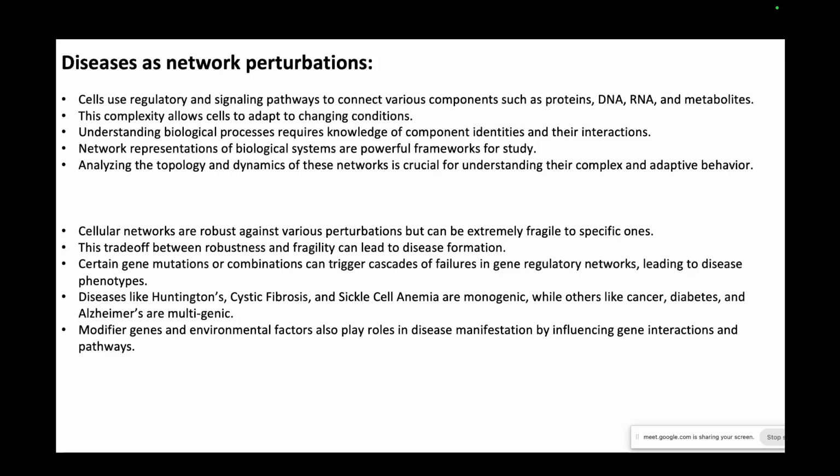Cellular networks are generally robust against various perturbations because there are a lot of redundancies, as we were discussing, but they can be extremely fragile to specific ones. This trade-off between robustness and fragility can lead to disease formation. This can happen when, for example, certain gene mutations or combinations trigger cascades of failures in the gene regulatory network, which can lead to disease phenotypes. You have diseases like Huntington's disease, cystic fibrosis, sickle cell anemia. These are monogenic diseases.